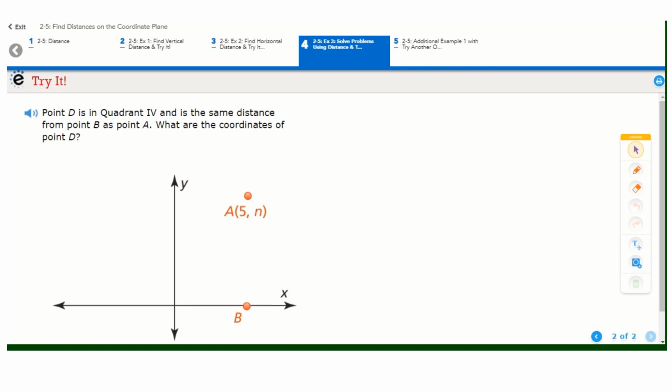Visual learning. So point D is in quadrant 4. So we have to remember our quadrants. In order to remember your quadrants, we can remember C for coordinate plane. So here's our little generic coordinate plane. Coordinate plane starts with the letter C. So this is going to be quadrant 1, quadrant 2, quadrant 3, and quadrant 4.